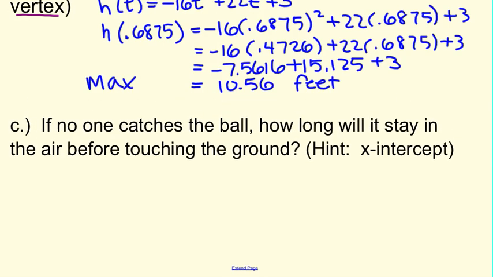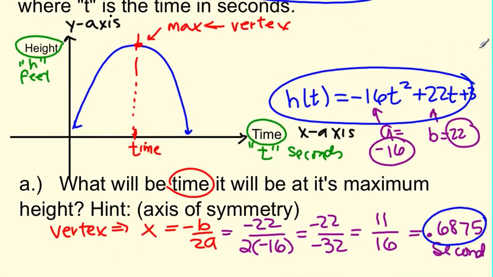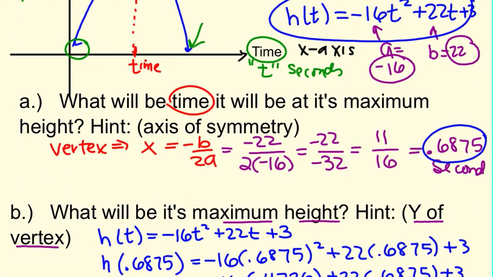Question C, the new part. If no one catches the ball, how long will it stay in the air before it touches back to the ground? Hint, x-intercept. We really don't care about this x-intercept. We want to know this one right here. So if you remember, how you find x-intercepts is you set the function equal to 0 and you solve for x.